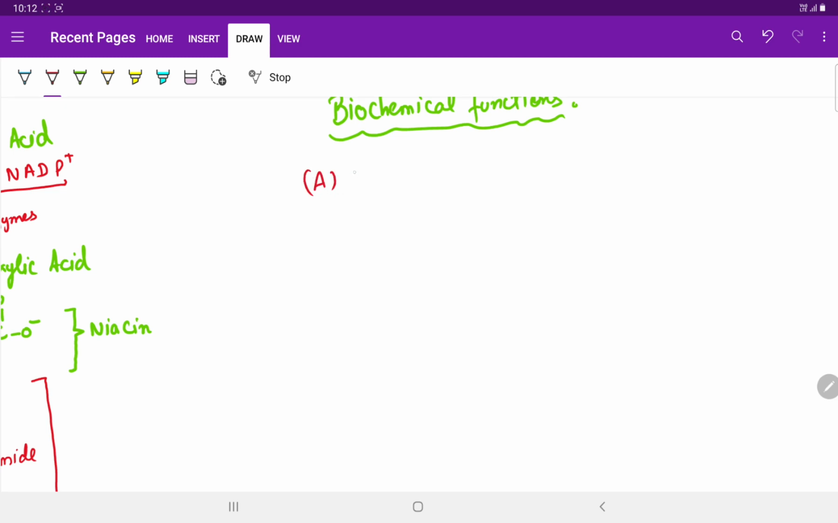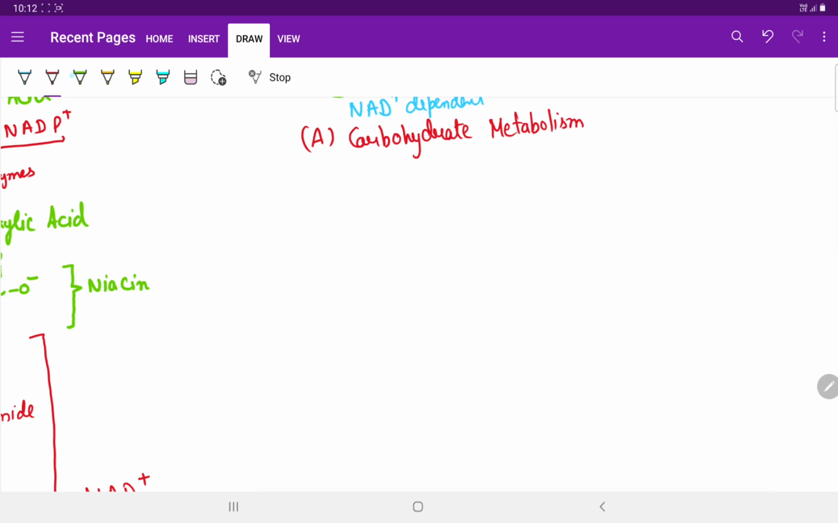First of all, let us start with the carbohydrate metabolism. These are all NAD dependent, so I shall be writing here the NAD dependent reactions. We shall be starting with the carbohydrate metabolism. The first reaction involved is the conversion of glyceraldehyde 3-phosphate into 1,3-biphosphoglycerate in glycolysis.